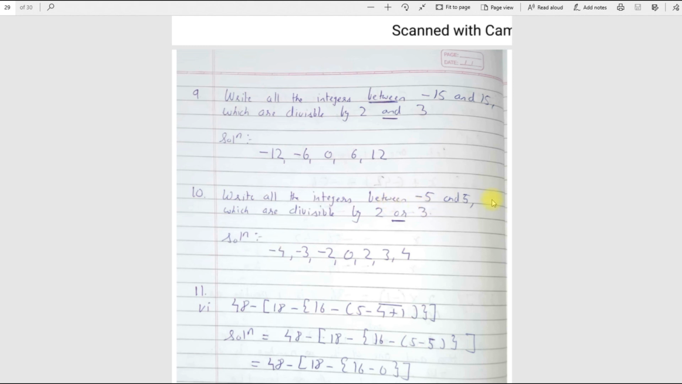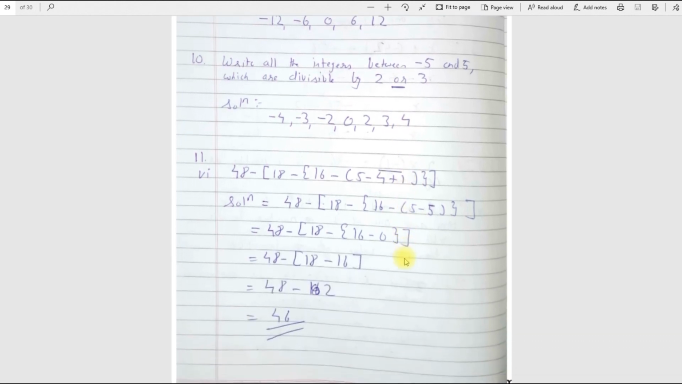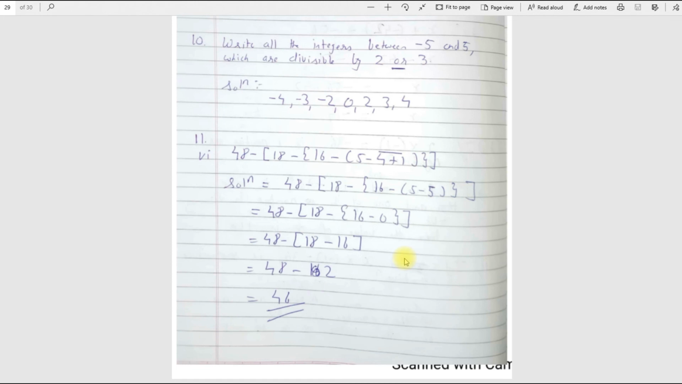Now minus 4 is divisible by 2, therefore minus 4. Minus 3 is divisible by 3, therefore minus 3. Minus 2 divisible by 2, therefore minus 2, then 0, 2, 3 and 4. So this is the final answer. Hope you have understood. Now simplify. This is also very easy.